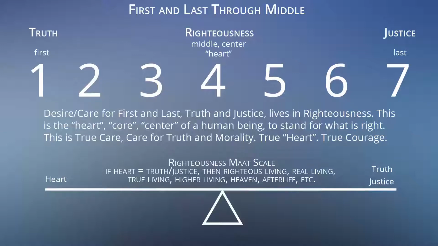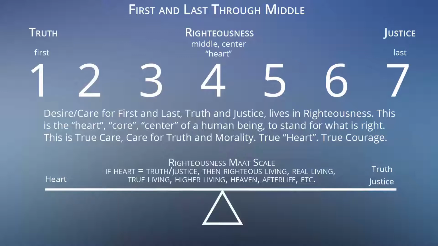What's in the middle? The middle, the center, the heart. Righteousness, acting in right, righteousness. So desire and care for first and last, truth and justice, lives in righteousness. When you care for truth and you care for justice, you care for doing right, and you're a righteous person. This is the heart, core, center of a human being, to stand for what is right. What is true care? This is true care, care for truth and morality, true heart, true courage, to act in what's right.